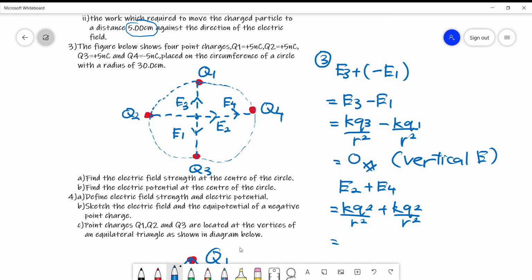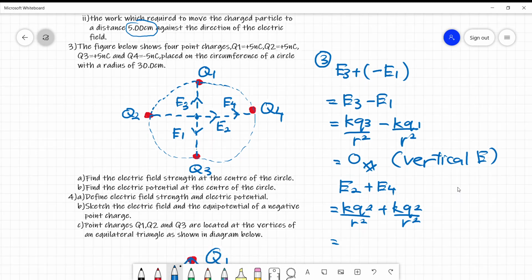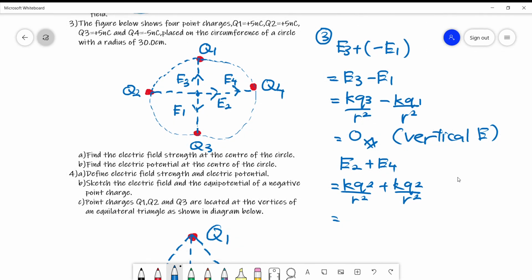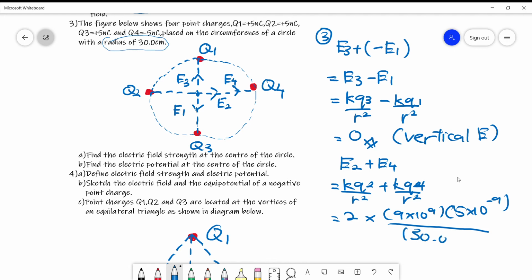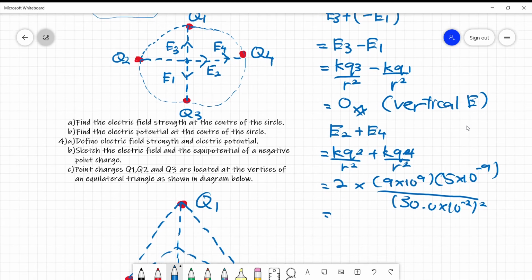Finally, I can write it as 2 times 9 times 10 to the power 9. Sorry, this one. Q4 is 5 times 10 to the power negative 9 divided by my R square, which is the radius from the center of the circle. So this is 30 times 10 to the power negative 2 squared. So, the answer.